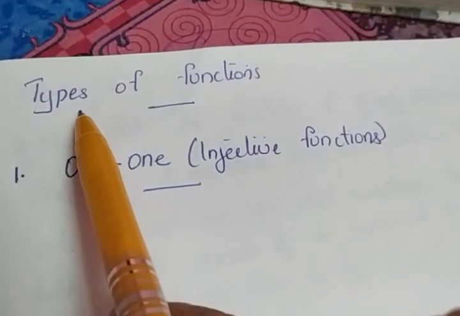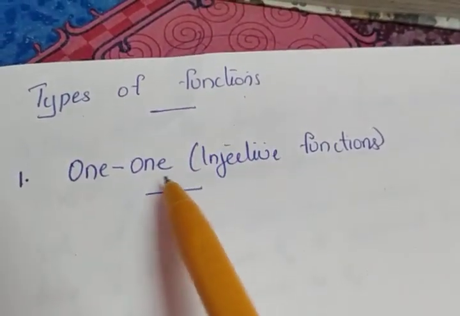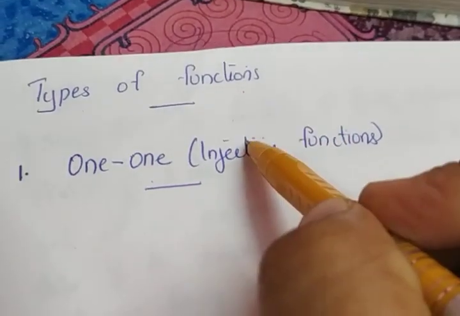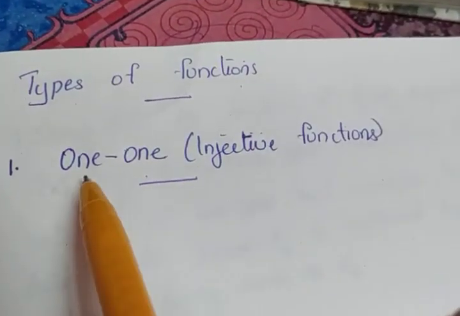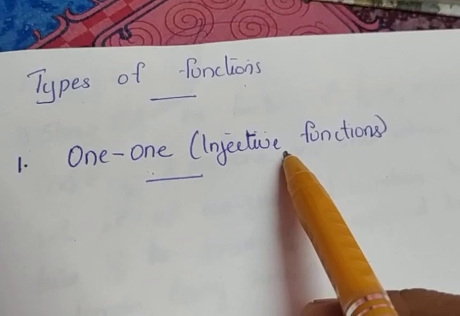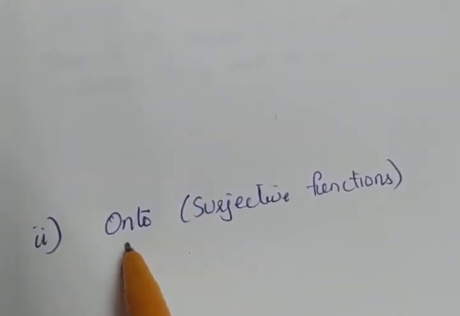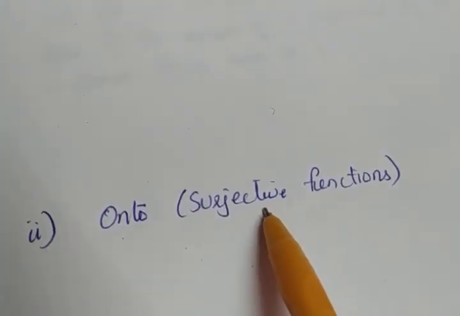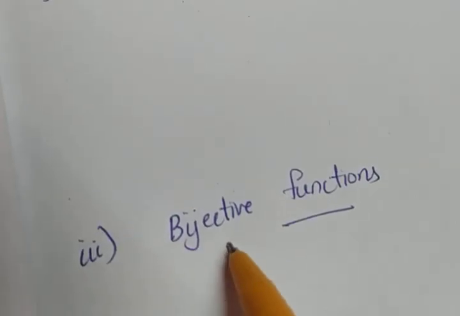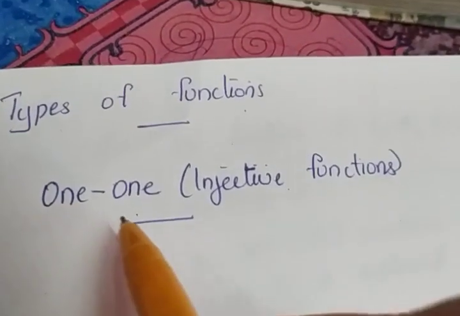So next we are going to deal with the types of function. The first one is 1-1 function, otherwise termed as injective function. The second type is on-to function, otherwise surjective function. And the third one is bijective function. So we will deal with them one by one.